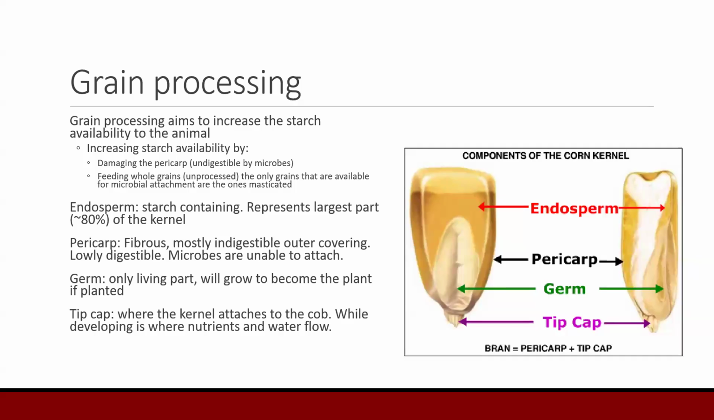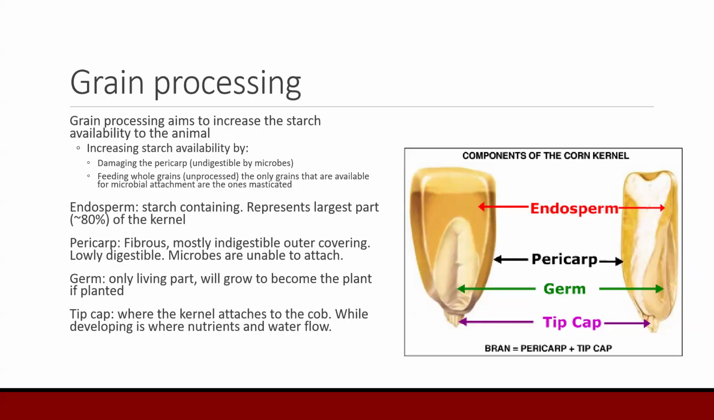Feeding whole grains. If we feed a grain that's unprocessed, the only way microbes will get access to that endosperm is if the animal masticates and chews that pericarp to expose the endosperm. Just imagine an animal taking a big mouthful of grain. There's going to be a large proportion of those grains that won't be masticated. They will be swallowed whole, and if it gets swallowed whole, chances are it's not going to be regurgitated back for rumination. There's going to be a large amount of grain that is unavailable to the microbes.